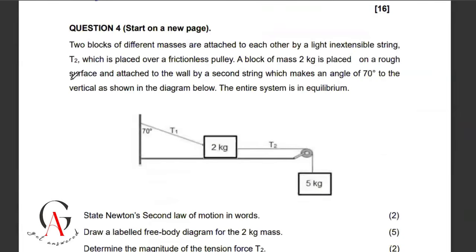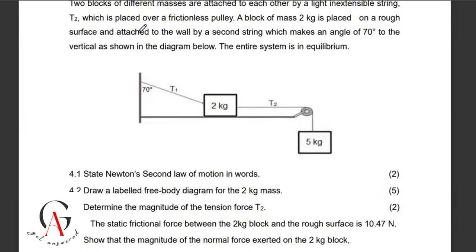Question 4: two blocks of different masses are attached to each other by light string T2, which is placed over a frictionless pulley. Block A with mass 2 kg is placed on the rough surface and then attached to the wall by a second string, which makes 70 degrees as shown. The entire system is in equilibrium. State Newton's second law of motion.